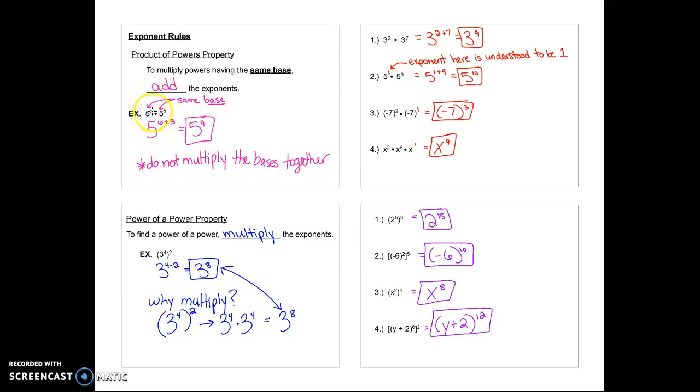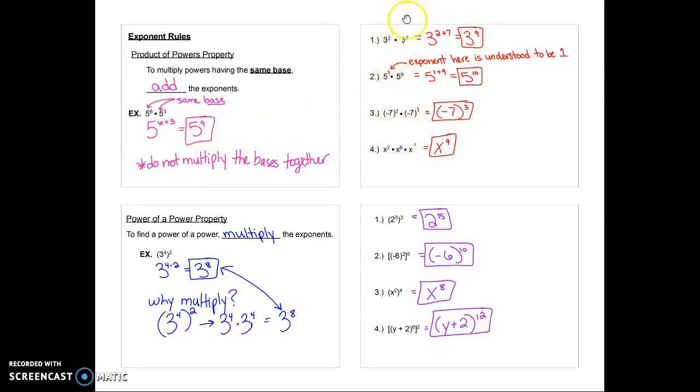So 5 to the 6th power times 5 to the 3rd is really the same as 5 to the 6 plus 3, which is 5 to the 9th power. Again, your base stays the same. That does not change. You're not multiplying the bases together. That's going to stay a 5 throughout the problem.